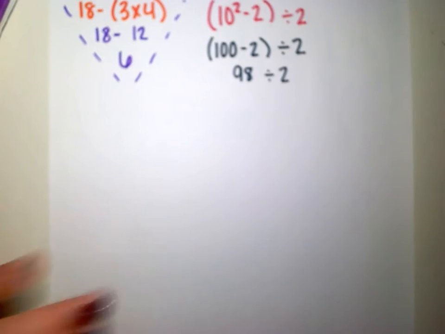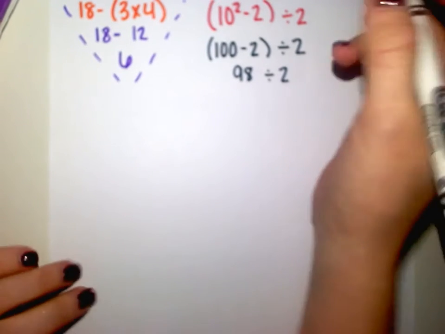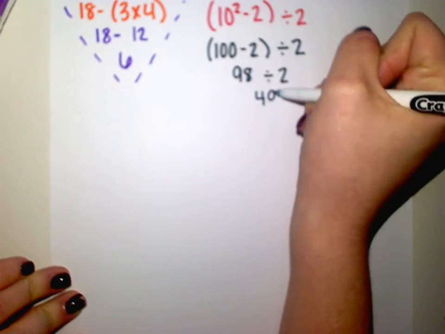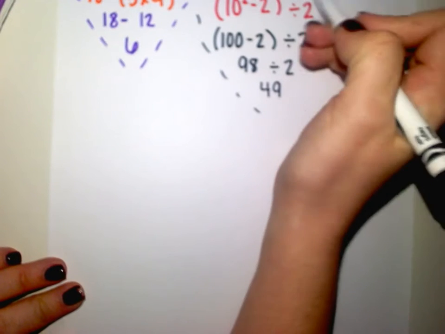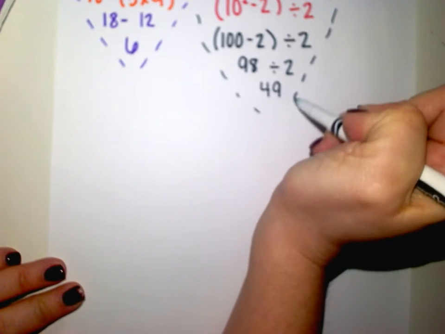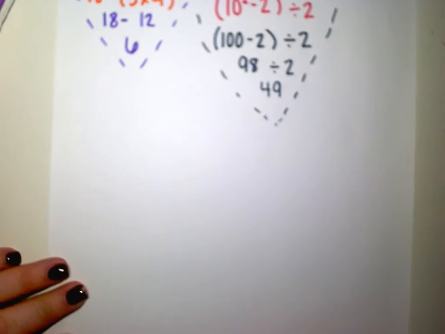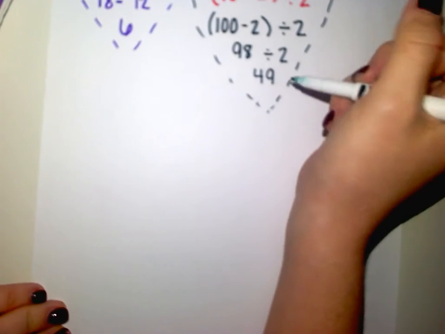Bring down the rest of the problem, which is divide by 2. 98 divided by 2. Oscar, what is it? 49. Good job, 49. Guys, remember I am allowing calculators, so you can use your calculator for steps like that. And then my solution is 49, and that's at the bottom of my triangle.